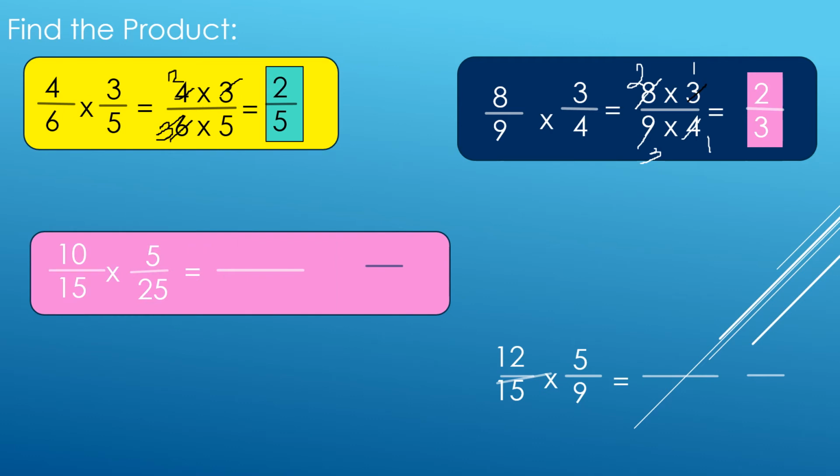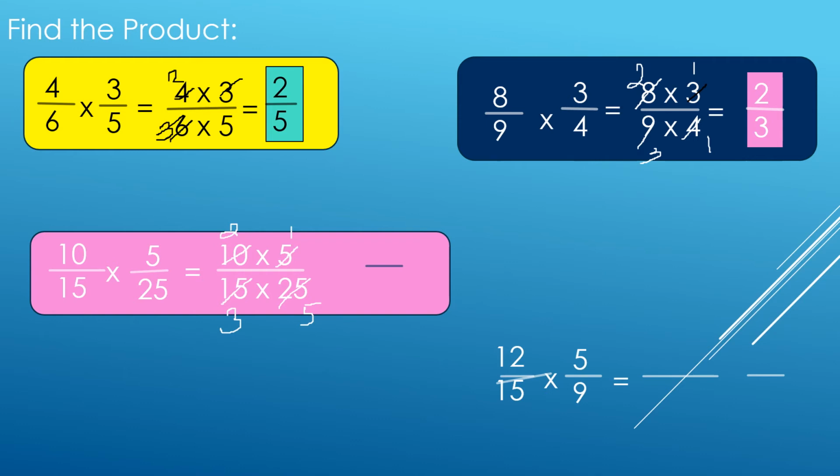Okay, next. We have here 10 over 15 times 5 over 25. So ngayon, ang gagawin ko, 10 times 5, then 15 times 25. So alin ngayon ang pwede nating ma-eliminate? Alam natin, ayan, lahat sila ay divisible by 5. Para mas madali, ito, by 5, that is 2. At ito naman, by 5, that is 3. At itong dalawa naman, 5, that is 1. At ito naman, by 5, is 25 divided by 5 is 5.